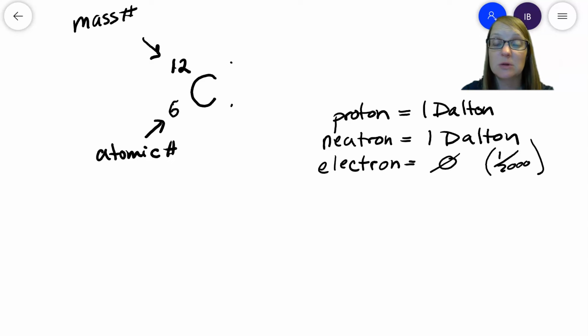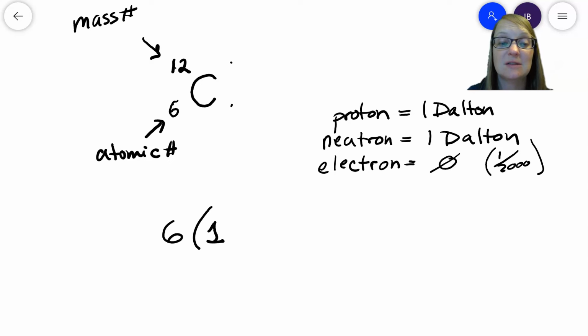So simply what we're going to do is add up the masses of all the protons, add up all the masses of the neutrons, and we're ignoring the electrons. So protons, remind me, how many protons does this carbon atom have? Remember, the atomic number will tell you. So it's got 6 protons, and each proton has a mass of 1 Dalton. So we're going to multiply 6 times 1 Dalton. And then we're going to add the masses of all the neutrons.